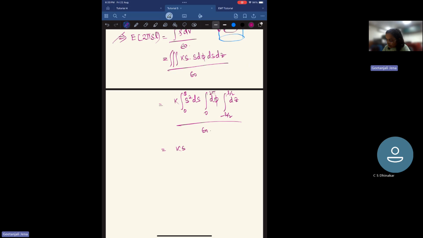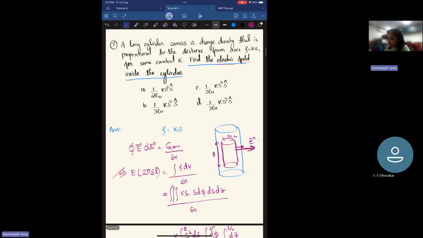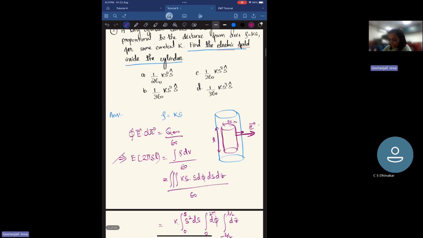So this will give K s cubed by 3 times 2 pi L. And on the left hand side, we have E times 2 pi S L. So that means we have the electric field. This 2 pi will cancel, L will cancel, and E is K S square by 3 epsilon naught. So the answer will be option B.